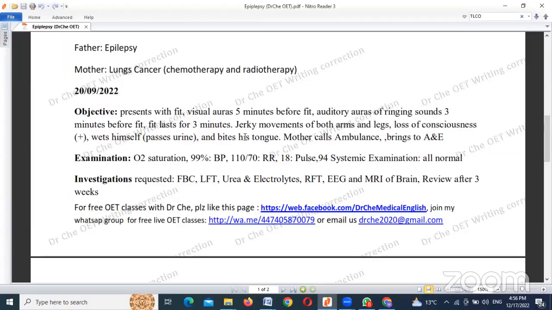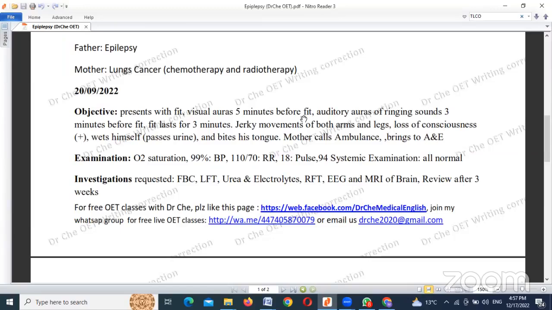No doubt. There is no doubt that you will not get 500 out of 500. Okay. So if you write like this, on this day, Miss Jenkins presented with a fit. It was preceded by a visual aura that lasted for 5 minutes before the fit, and auditory auras of ringing sounds that lasted 3 minutes before the fit. The fit lasted for 3 minutes, and there were jerky movements of both arms and legs.